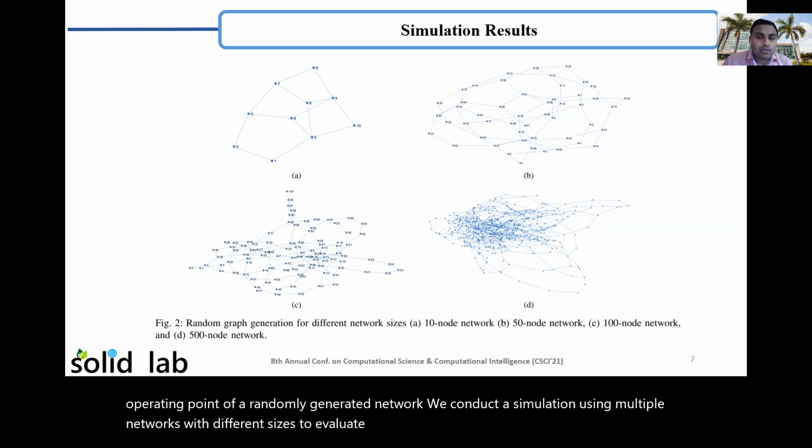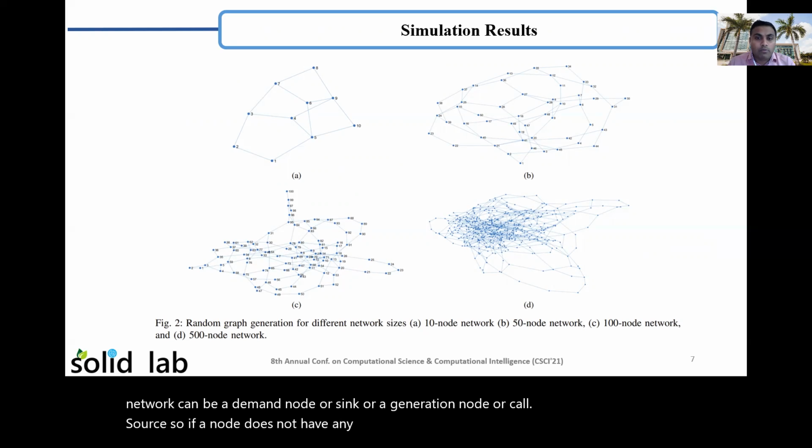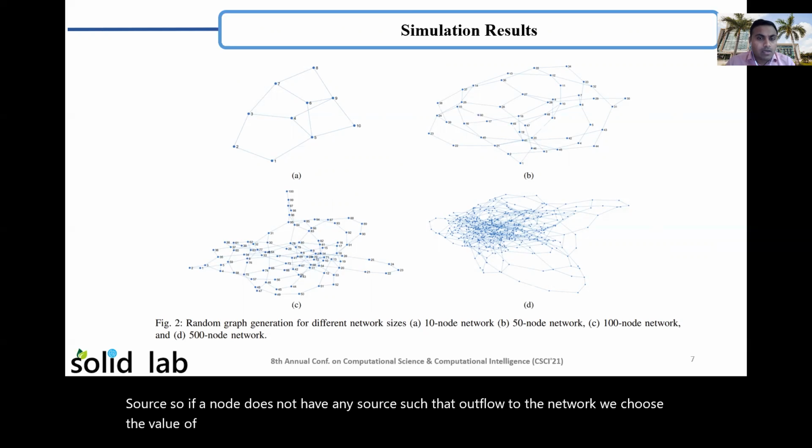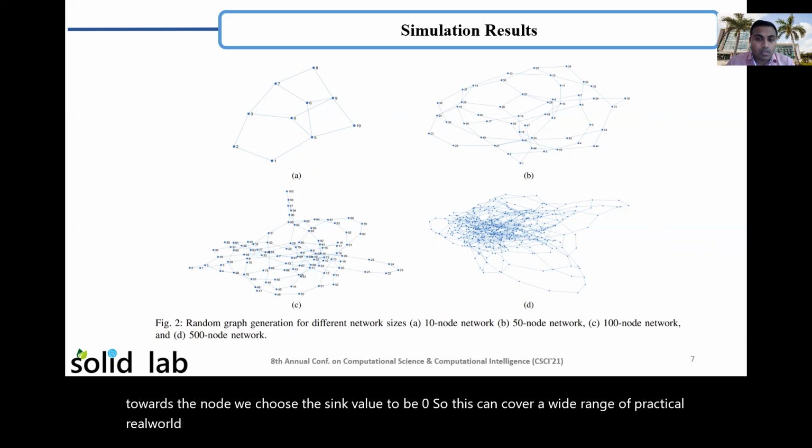So we assume that each node in the network can be a demand node or sink, or a generation node, also called a source. If a node does not have any source such that outflow to the network, we choose the value of the source to be 0. Similarly, if a node does not act as a sink such that inflow towards the node, we choose the sink value to be 0. So this can cover a wide range of practical real-world networks, for example, energy networks or traffic networks.